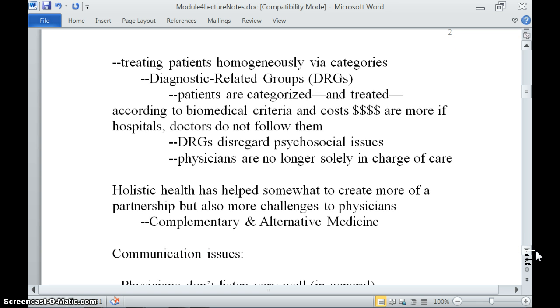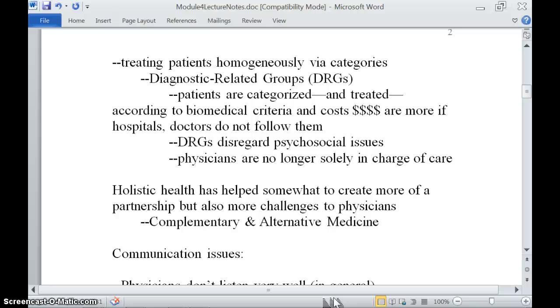Treating patients, now we're getting into what are called diagnostic-related groups, or DRGs. You can go to the reading and read more about it, or Google diagnostic-related groups. A whole world will open up to you about what that's all about. But basically, it's homogeneous in that patients are categorized according to biomedical criteria, according to disease and condition, and doctors and hospitals have to follow the guidelines that are set in terms of treatment.